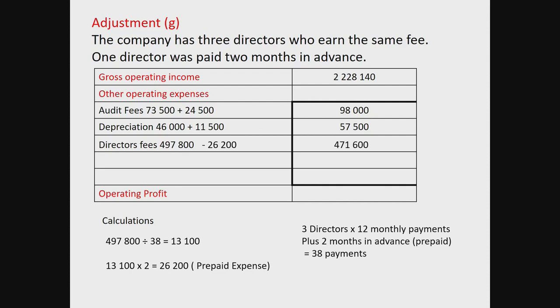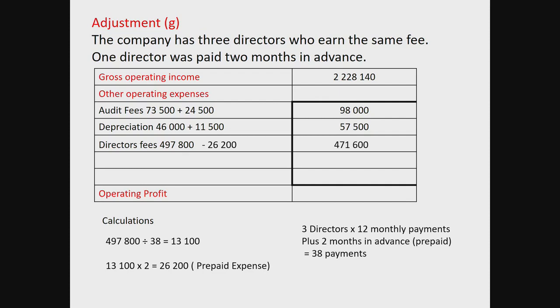Let's just have a look at that calculations again. It's 3 directors. They got paid their 12 monthly, so that's a total of 36 payments. And 1 director was paid 2 months in advance. So one of them got paid for 14 months. So it's like 24. That's for the 2 plus the 14 gives you the 38. So we divide by 38 to get the monthly. We take the monthly, then we multiply by 2, and then we get the answer of 26, which is prepaid. Okay. Right, so we've got that.